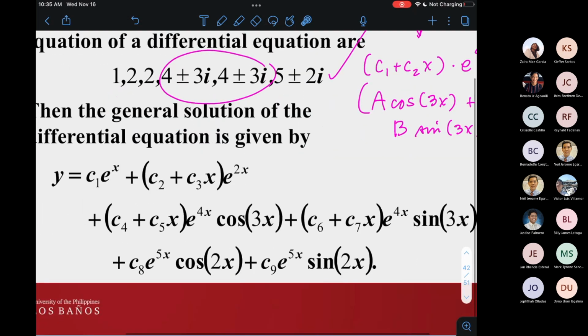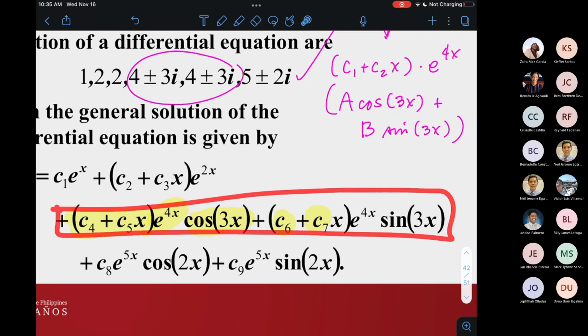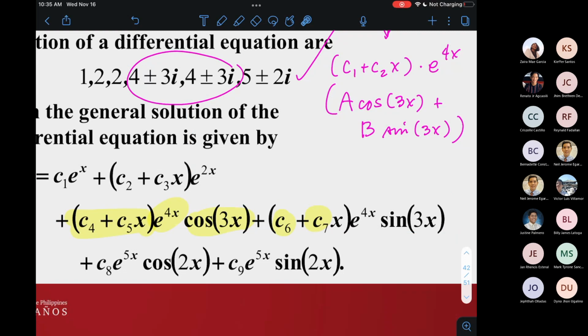Kaya ang ginawa niya, ganito. So yung linear factor times e to the real part times cosine of the imaginary part plus yung linear factor with different coefficients. So tingnan nyo, C4, C5 dito, pero dito C6 at saka C7, that's fine kasi nga na-distribute si A at na-distribute si B. So magkakaroon ka ng apat na magkakaibang constants para dun sa linear factor. Okay? So C6 plus C7x, e to the real part times sine ng imaginary part. So itong dalawang terms na to, siya yung solution corresponding dito sa complex root of multiplicity 2.